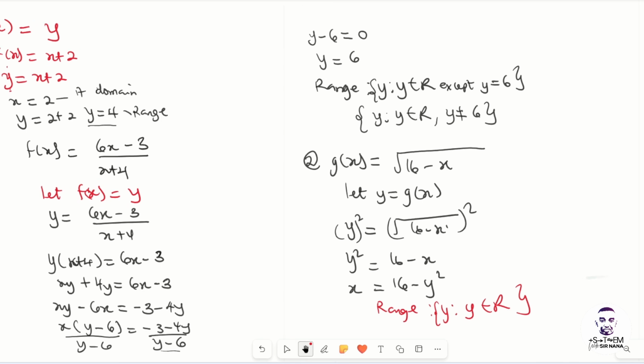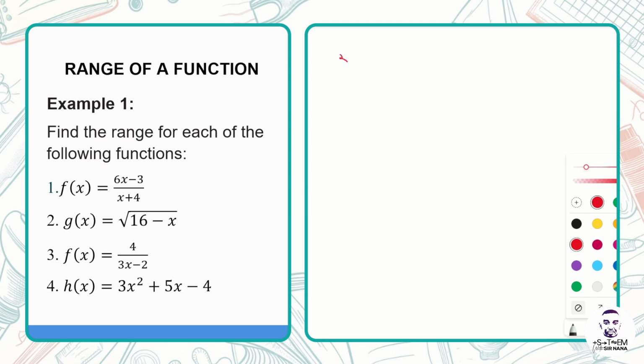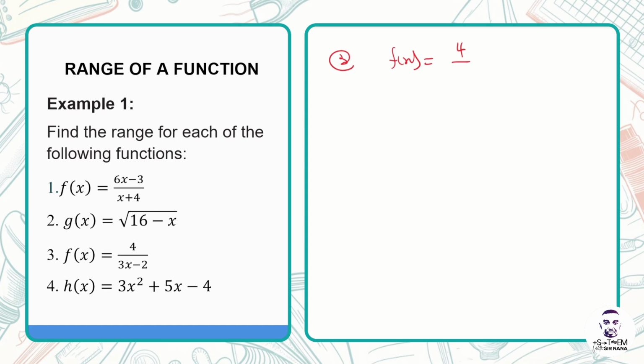With the third question, I'll put it here, and then you can pause the video, go through solving it, and then indicate whether you've been able to get the right answer. So the third question says that it gives us the function f of x, which is equal to 4 all over 3x minus 2. So find the range of this function and put your solution in the comment section so that we can discuss. Based on what we did with the first one, I believe that you should be able to know how you can find the range of this function. Now let's look at the fourth one.